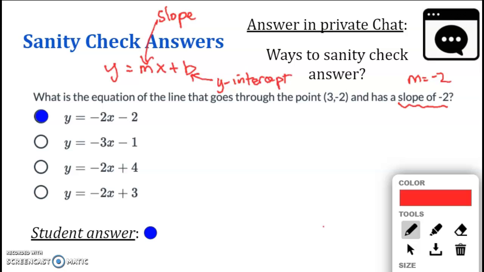Okay, so now we are told that slope is negative 2. That means the number in front of the x has to be negative 2. So is that true? Yes, this is true with this equation. It is also true with this equation and this equation. Certainly true with the first one. So that first criteria checks out. Now we need to make sure that it goes through this point (3, -2).